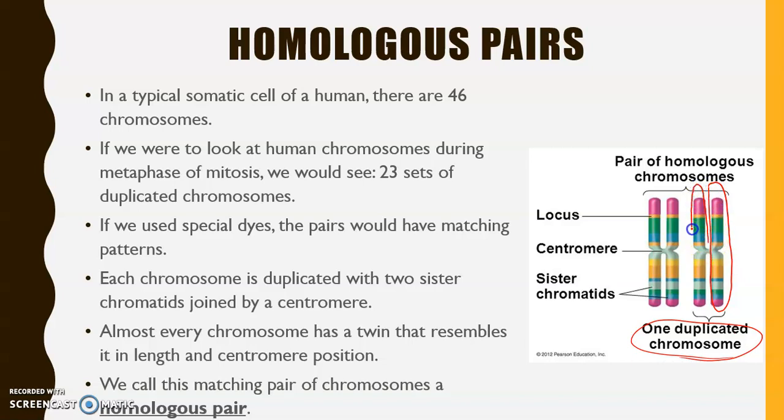And this guy right here is its exact copy. Okay, that's its exact copy. That's the other sister chromatid, and they're attached in the middle by the centromere, sometimes also called the kinetochore. Almost every single chromosome in the human genome is going to have a twin that resembles it in length and in its centromere position. So what does that mean?